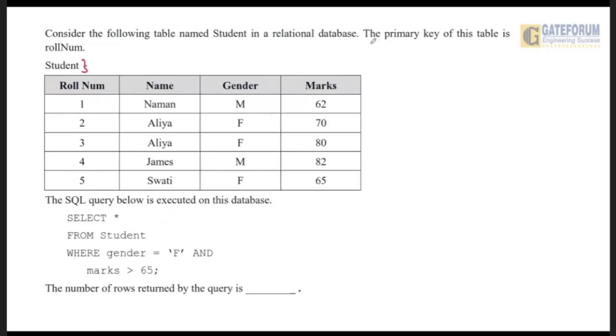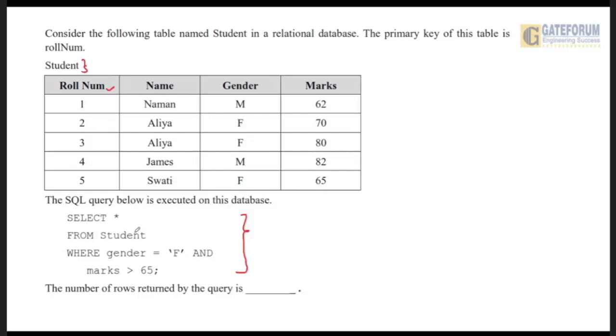Now it has been mentioned that the primary key of this table is roll number. The roll number is the primary key. The SQL query below is executed on this database. So on this table, this query has been executed. Let us read the query. Select star from student where gender equal to female and marks greater than 65.